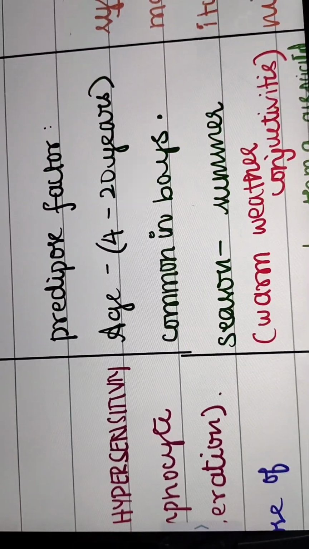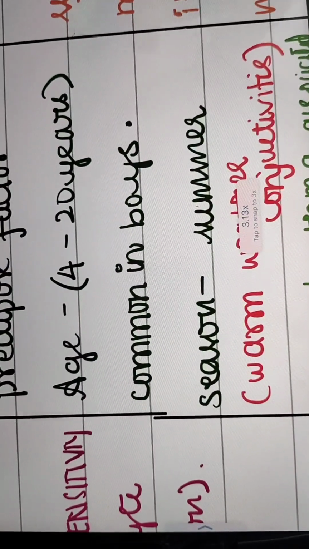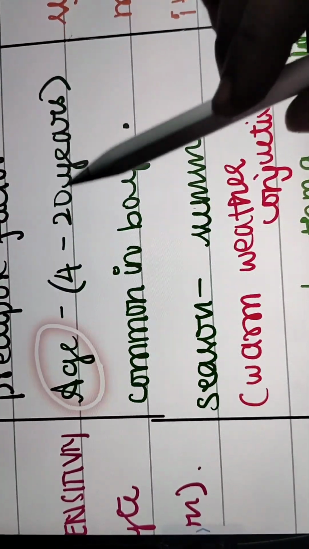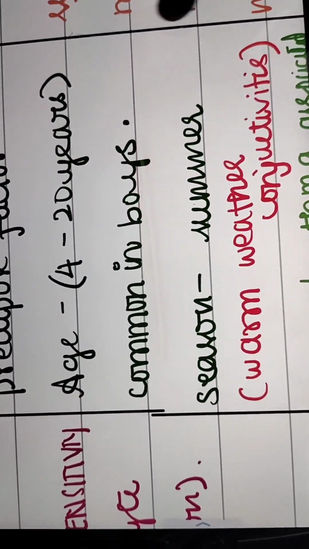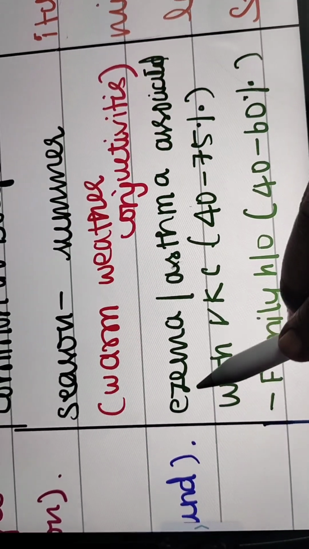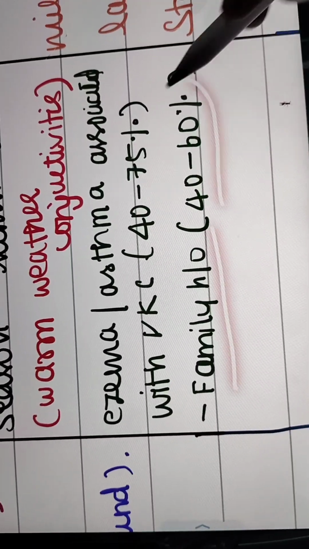And now we will be seeing the predisposing factors for this conjunctivitis. It usually occurs in the age group of 4 to 20 years and is most commonly seen in boys. As for the season, it mostly occurs in the summer season, so it is also known as warm weather conjunctivitis. Eczema and asthma associated with VKC is 40 to 75%, and if family history is present, then 40 to 60% of persons can get VKC.